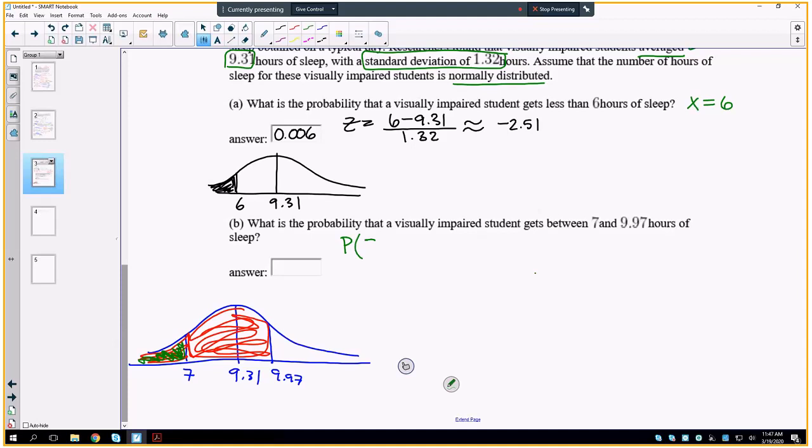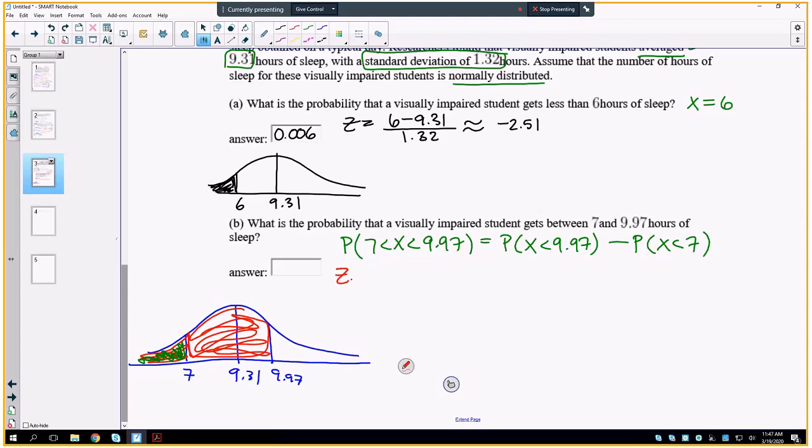So the probability that 7 is less than x is less than 9.97 should be the probability that x is less than 9.97 minus the probability that x is less than 7. Can you see that from your picture? All right. And I know that to find these two probabilities, I'm going to need z-scores. I have x values right now. To use the table, I need z-scores, so let's convert to z.